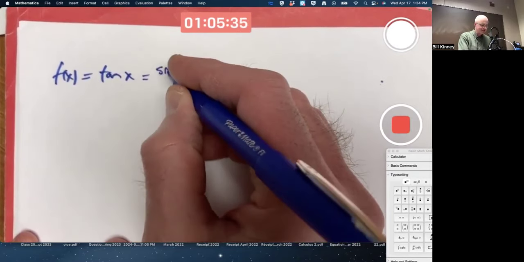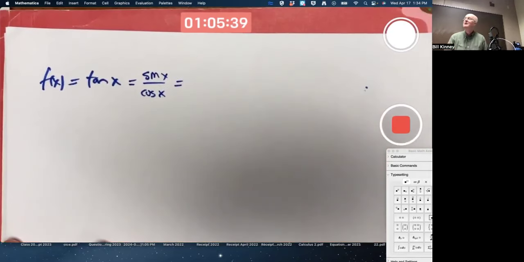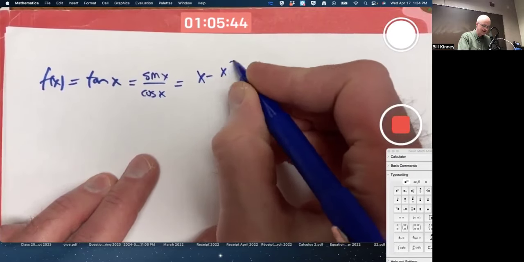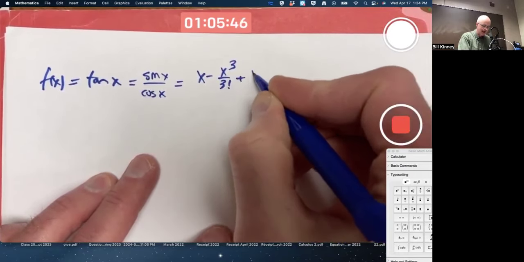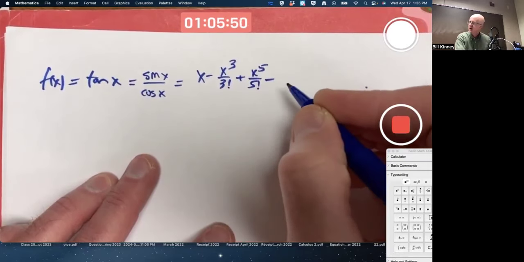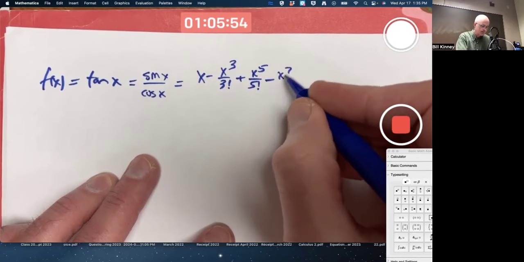Use the fact that it's sine divided by cosine by definition, and then use the series for sine and cosine, which, you really should remember the series for e to the x, cosine, and sine, and 1 over 1 minus x for the rest of your life.